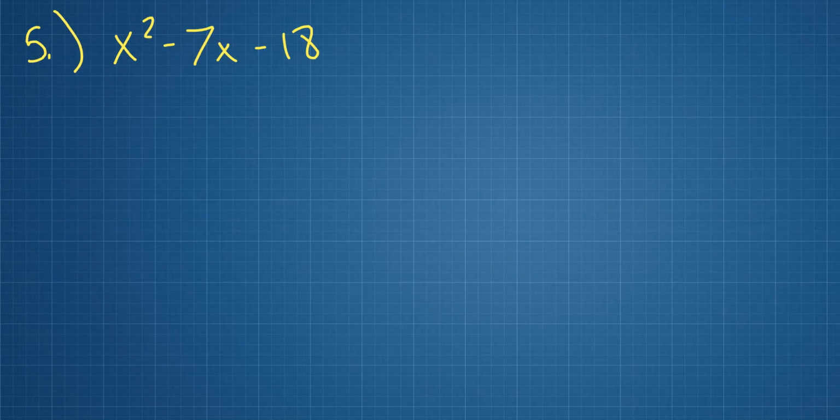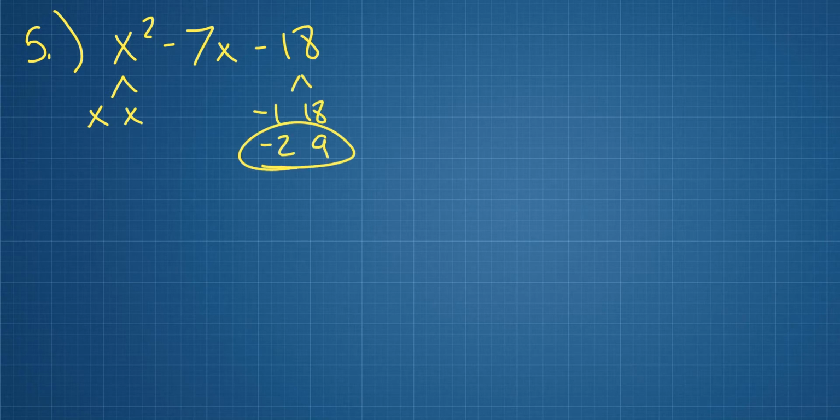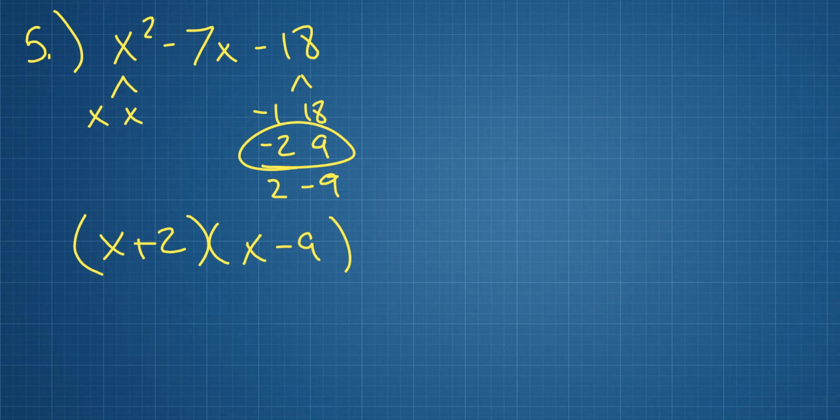Same thing in number 5. Nothing is in common between all 3 of them, so I start away, x and x. How do I get negative 18? Well, negative 1 and 18, negative 2 and 9. Negative 2 and 9 is 7. Remember, if you ever get the right number but the wrong sign, you just flip both signs, and it'll give you what you want. So it's going to be x plus 2, x minus 9. That's it.